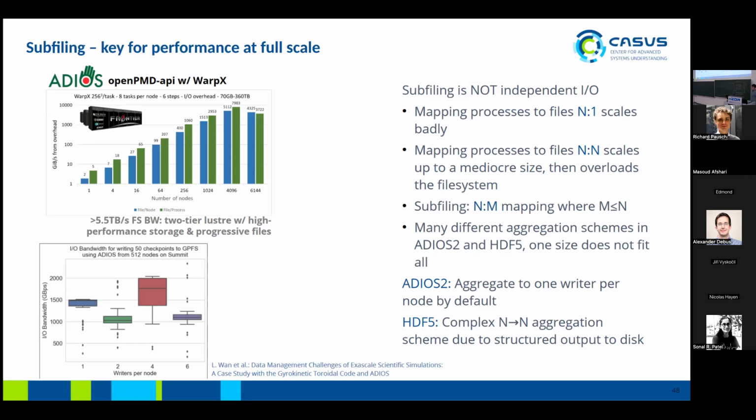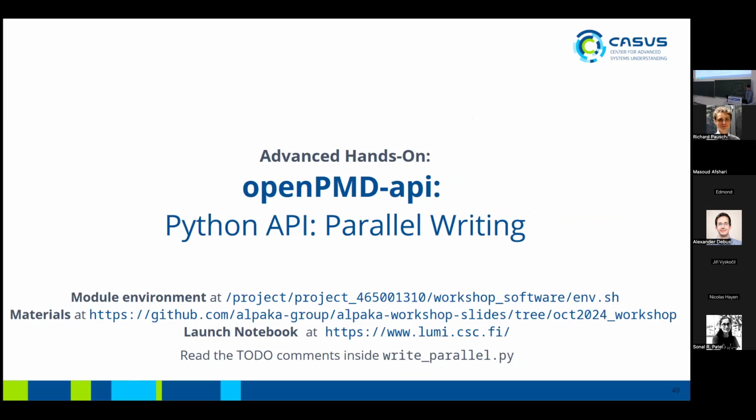In ADIOS, typically the default is that aggregation works within one node. In HDF5, it's a bit more complex because, as I said before, HDF5 has a structured output. So if you write in a very unstructured manner, this aggregation scheme will then have to figure that out and fix your bad writing pattern into something more systematic. And let's try that.